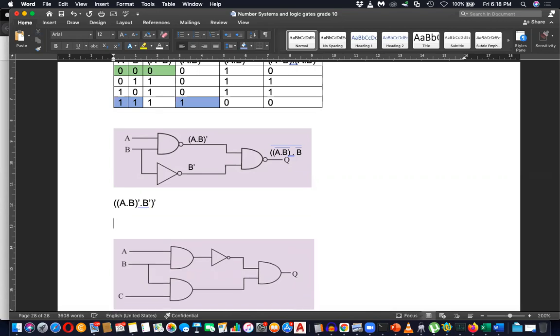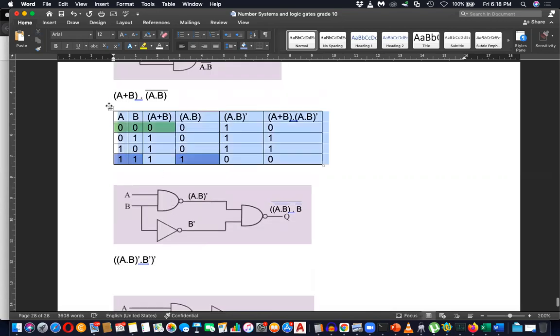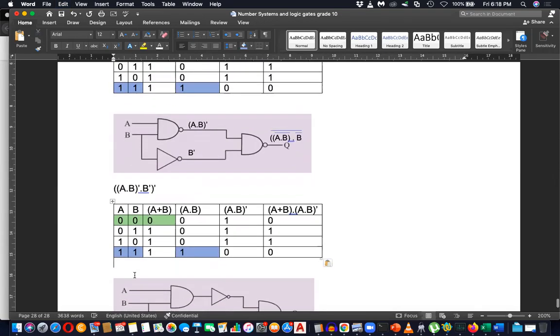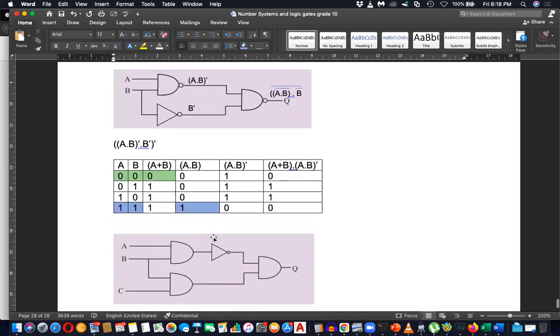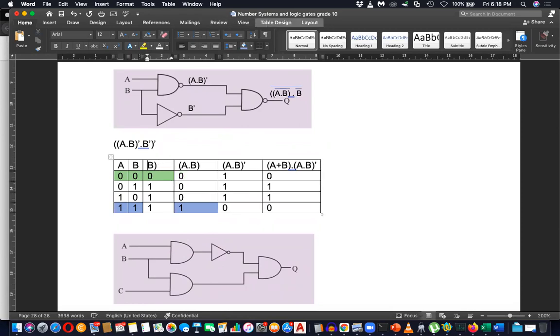The truth table will be almost the same except the output changes, and the in-between values change. A and B not is there, A and B is there, and B not is there. Then B not, which is basically 1 0 1 0.